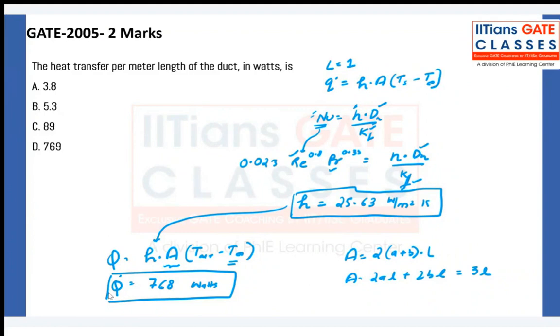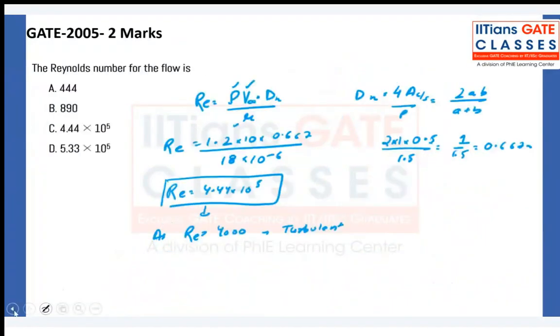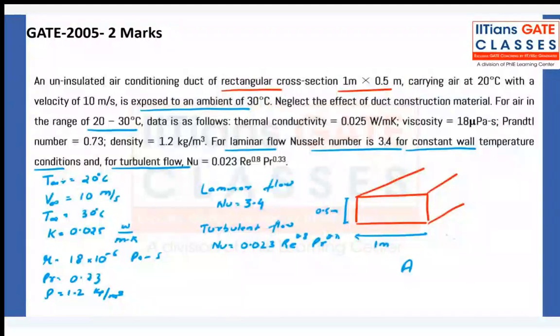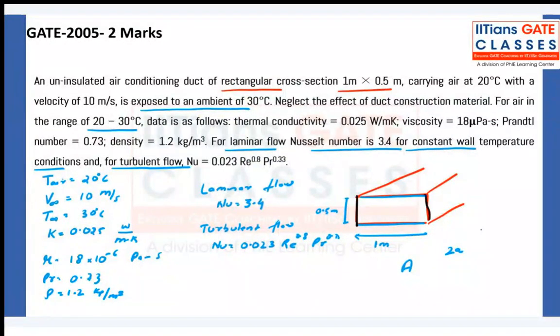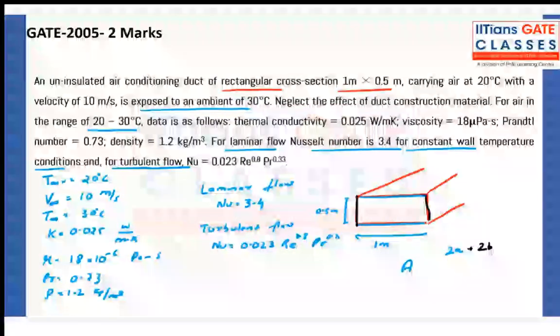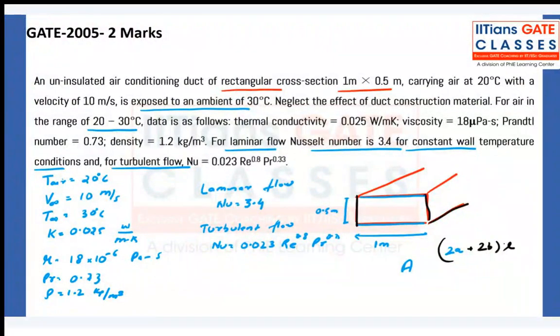What is surface area? My surface area will be, what area is in contact with this? Look, this and this, so 2A, and this and this plus 2B, and then length. So it is basically 2 times A plus B, the perimeter, into length. So this is 1.5 into 2, 3, 3L.